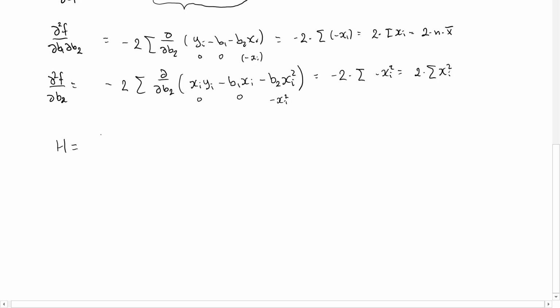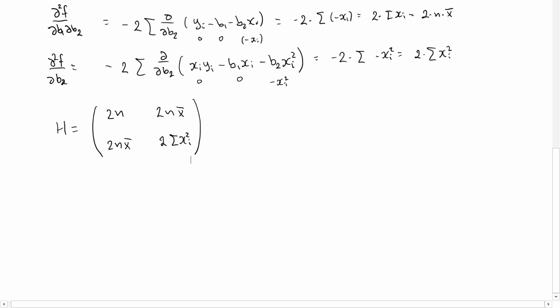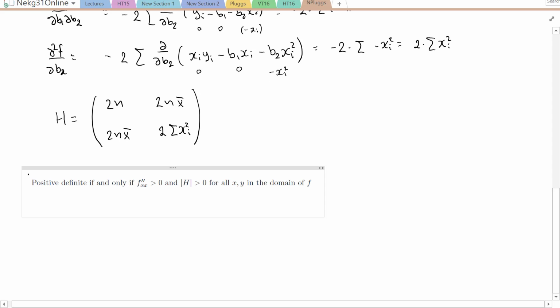So let's plug it in. We get the Hessian, which is 2n x bar, 2n x bar, and 2 times summation xi squared. So what we need to do now is to check that this is positive definite.